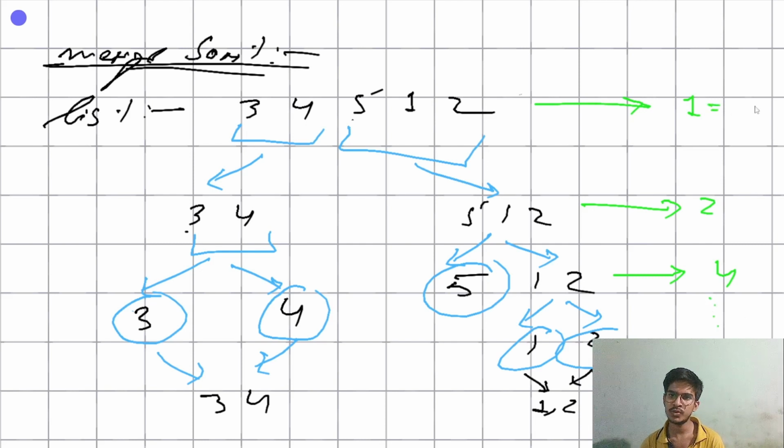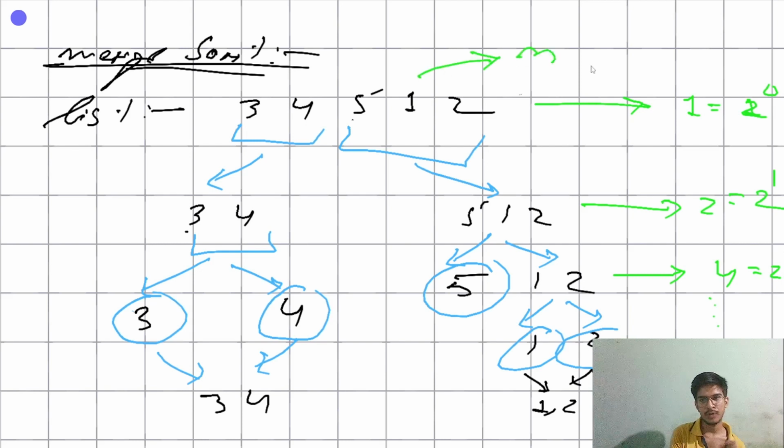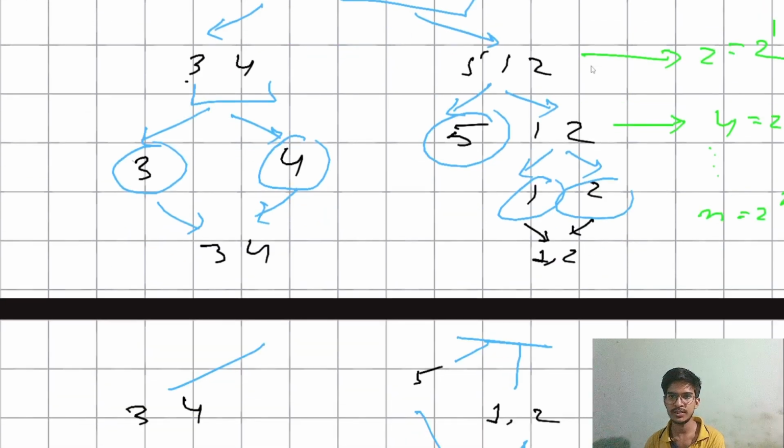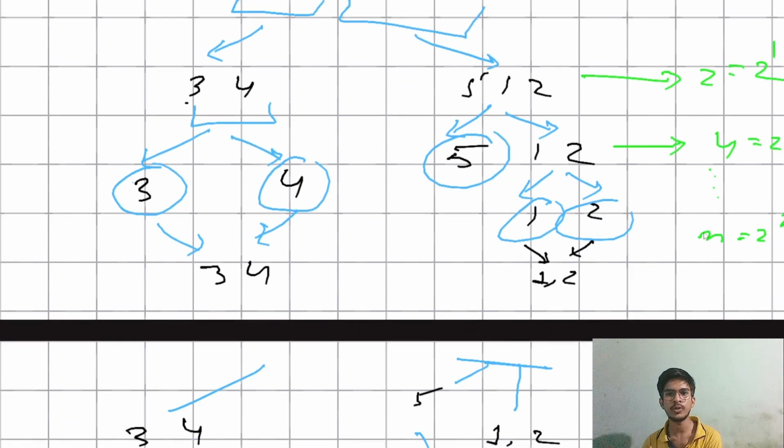So what it's doing is 1, or you can say 2 to the power 0, then 2 to the power 1, and then 2 to the power 2. After that it will go to some nth element. Suppose in the list we have n number of elements, so for n elements it will be 2 to the power k, equal to n.